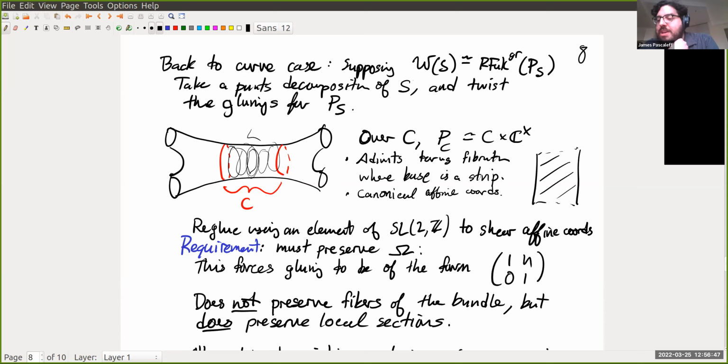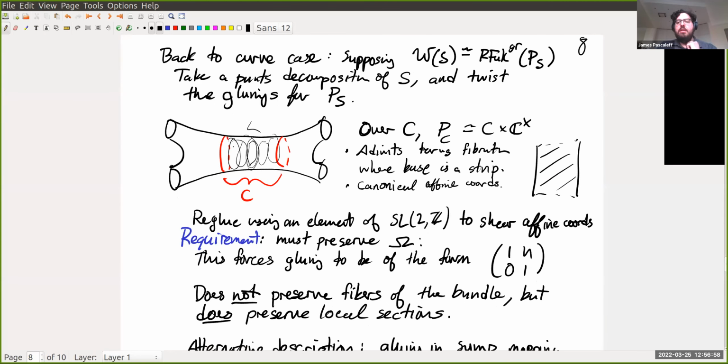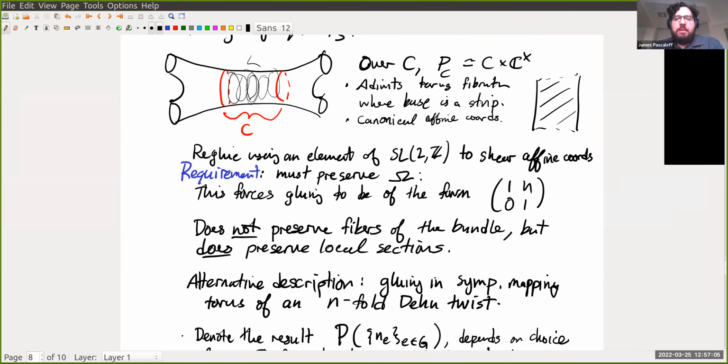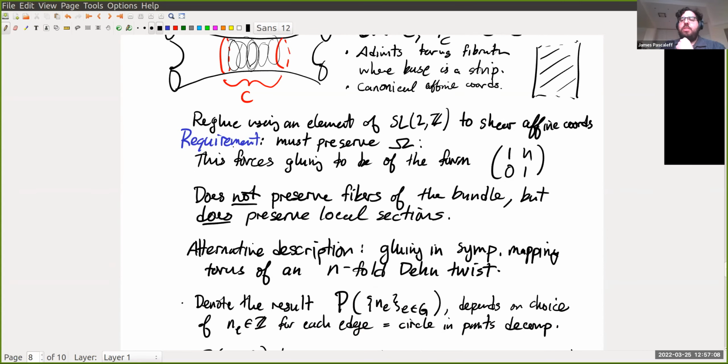And then what can I do? Well, I can re-glue that using an element of SL2Z, right? That's what I'm going to do. I take this strip, cut it, and then re-glue the two pieces using an element of SL2Z. Now I have all elements of SL2Z that I could use. Well, what's the requirement? I actually want the resulting manifold to still have C1 equals 0. I want the gluing to preserve the complex volume form. And that forces the gluing to be of the form that I want. So actually that's how it matches.